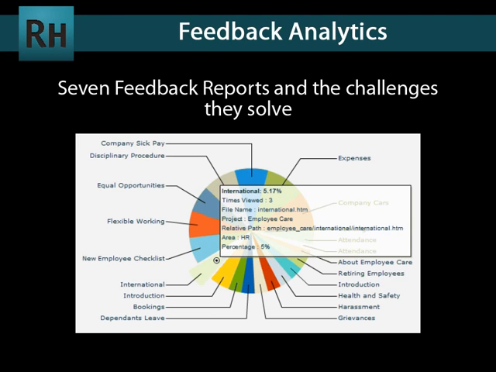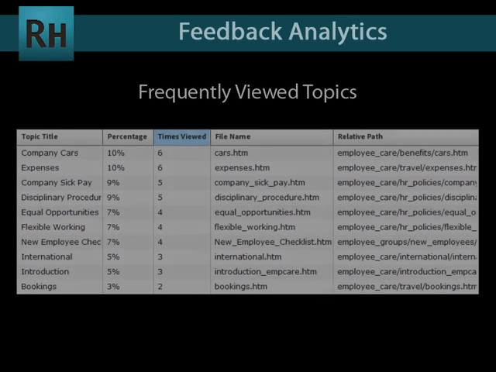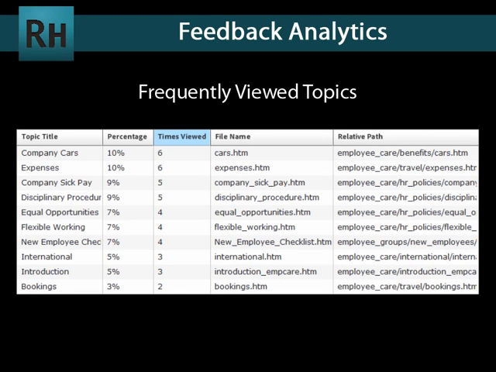There are 7 feedback reports. In the next few minutes, we'll take a look at them and see how you can use them to make your online content more effective. Here's the Frequently Viewed Topics Feedback Report. You can see in this pie chart how quickly you can determine which topics are the most visited with this summary. Another part of the report is much more detailed.